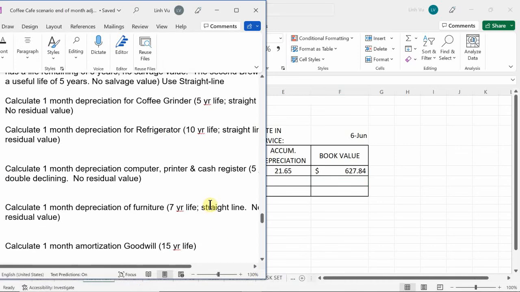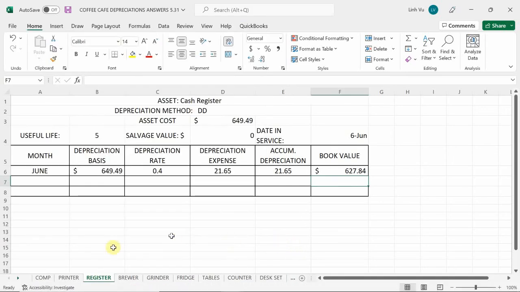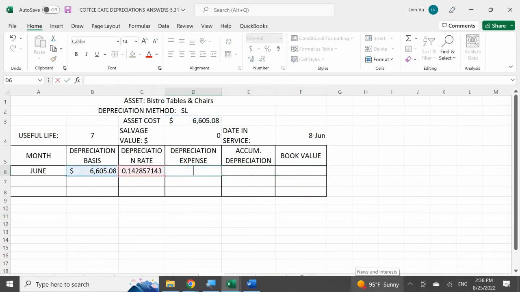Okay, so now that I did that, now it's telling me that all my furniture is going to be 7 years, straight line, and no residual value. So that means every piece of furniture, starting with my tables. If my tables, right, you look it up, it's going to be 6,605.08, right?